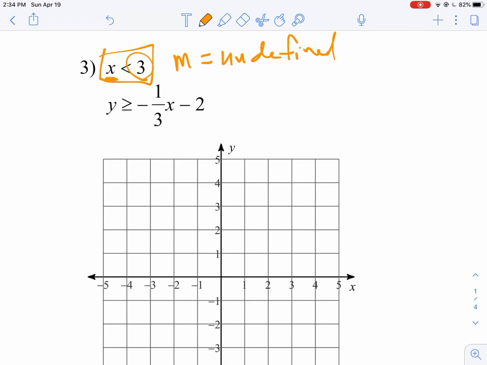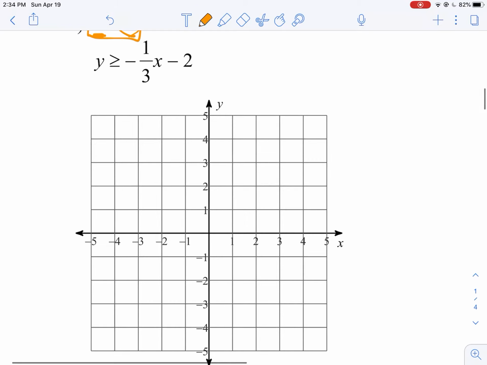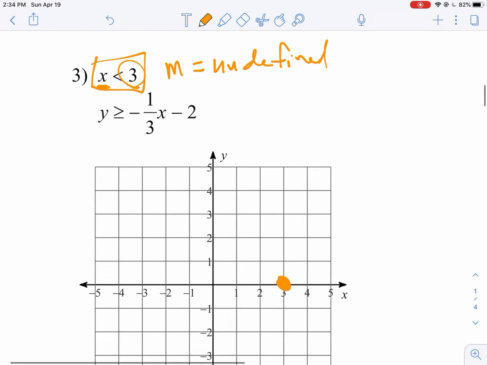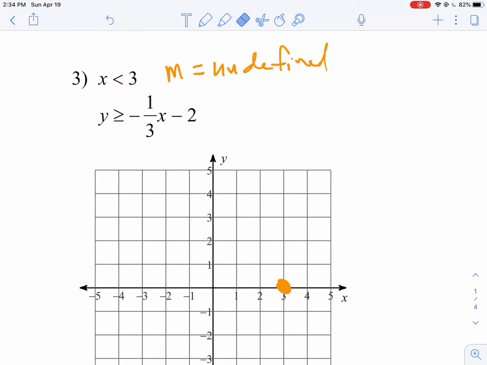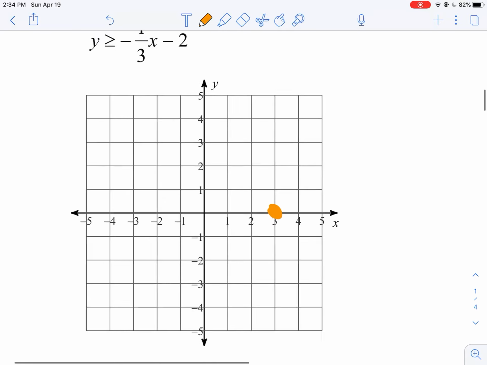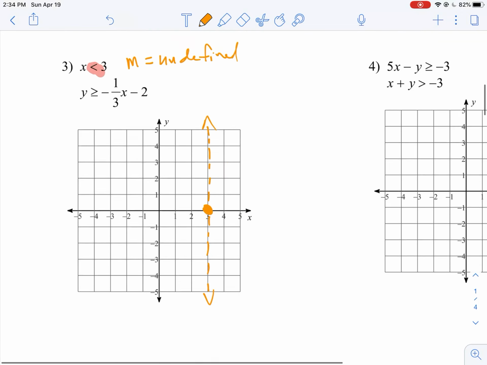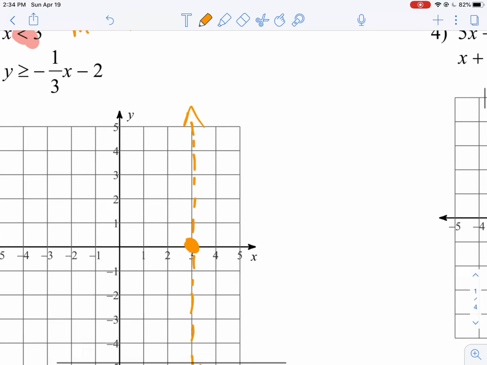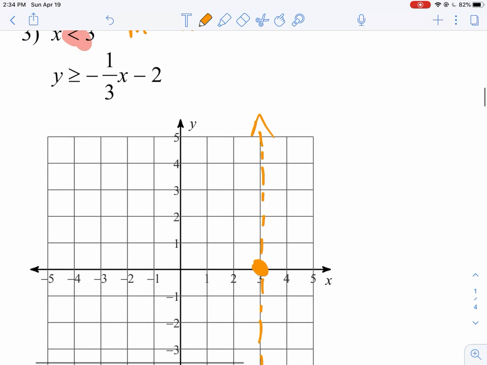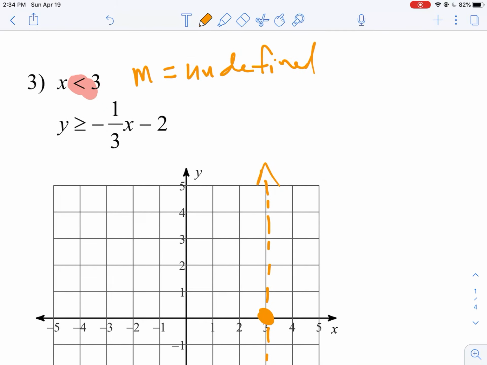Okay, so if x is less than 3, I put a dot on the x-axis on the 3, and the undefined line is up and down. Let's look at our inequality symbol. It is just a less than without the or equal to, so that means I'm going to have a dotted undefined line. There we go. Boom. There's the graph. Okay, and we'll come back to how to shade with less than, although I think we might be able to figure that out.